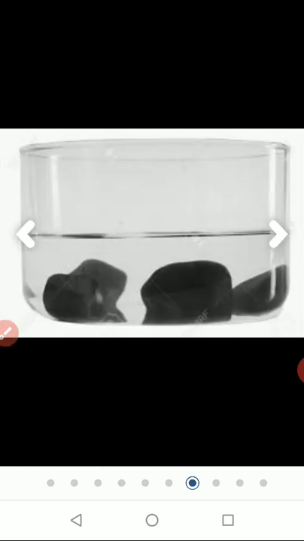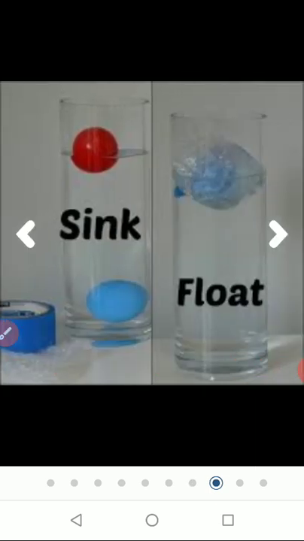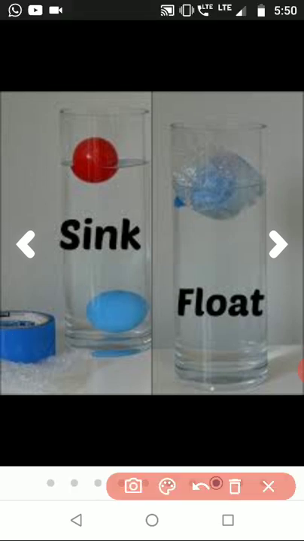This is stone. When you put the stone in the water, it goes and settles below, so it has sunk in the water, it does not float. Sink and float, you can see an example here. A plastic ball is floating here, and a heavy plastic toy sinks. The plastic polythene bag is floating in this beaker. So this is the example of sink and float.